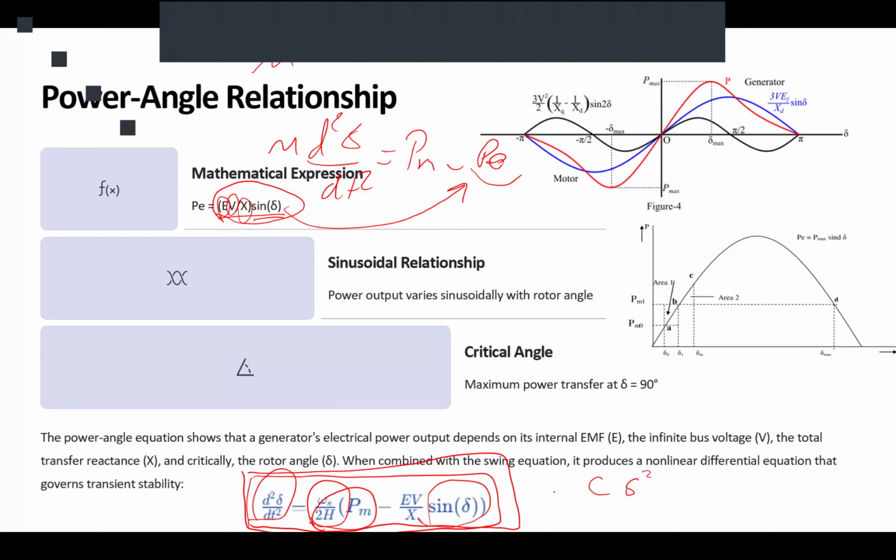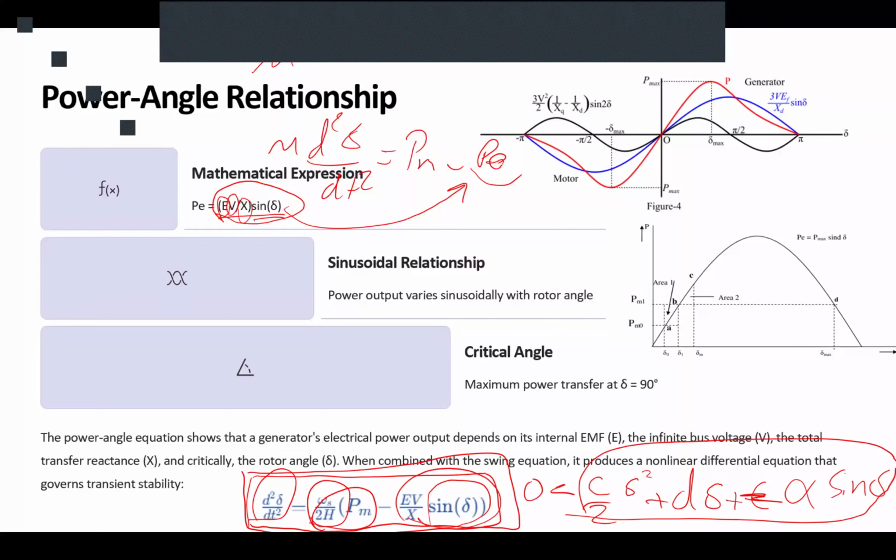One is going to be delta, another one is going to be delta square, plus another constant times delta plus another constant. And this one is going to be minus sine, minus cosine, and minus sine. So, again, we have a minus here, a minus some alpha sine of delta. So this is going to be equal to 0. This is going to be kind of like the format of the solution that we might have for this equation.